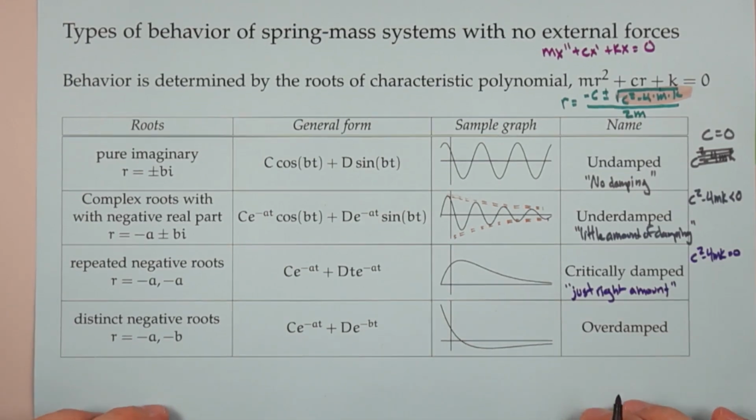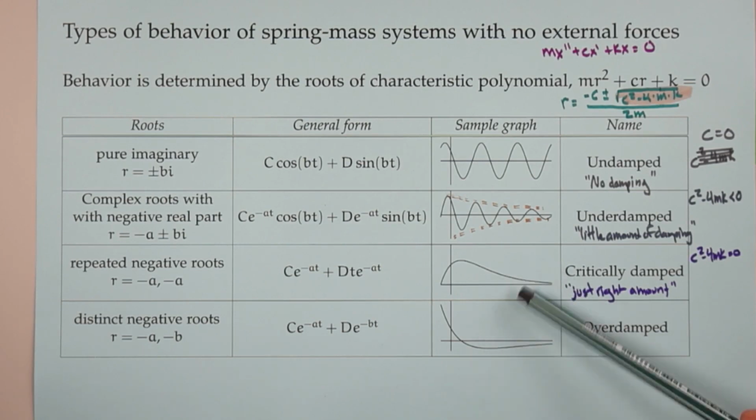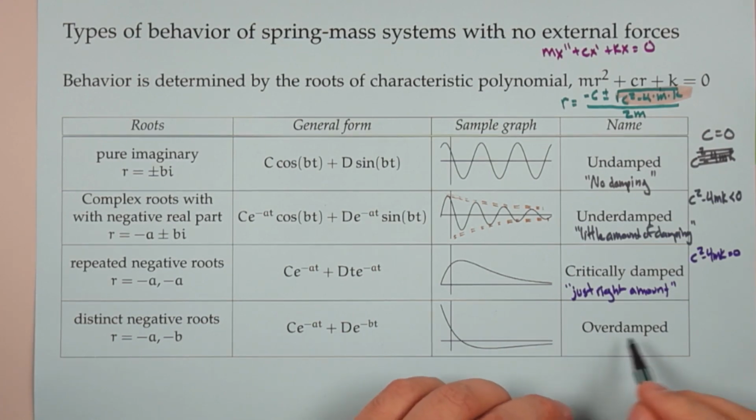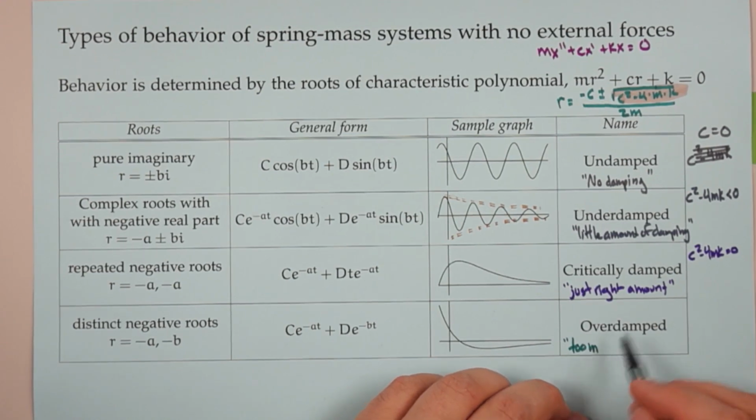All right, the last case. Well, we can have distinct negative roots. So negative a and negative b are different values, and then our solution looks like some constant e to the minus at and some constant e to the minus bt. Now, picture-wise, these graphs will be very similar. It's hard to really distinguish them just by picture. But behavior-wise, it still goes to 0 in the long run. But what happens is it's overdamped, which really means that we have a damper which is too overpowering.